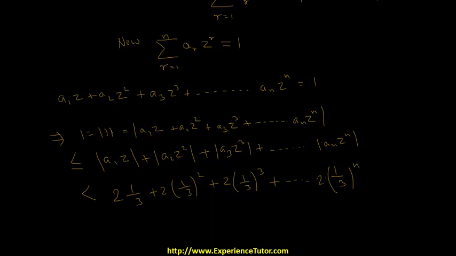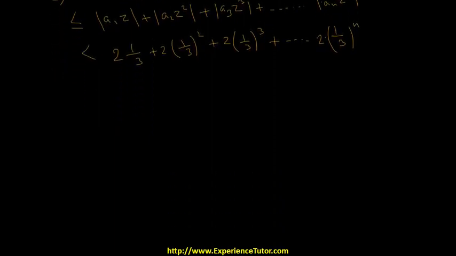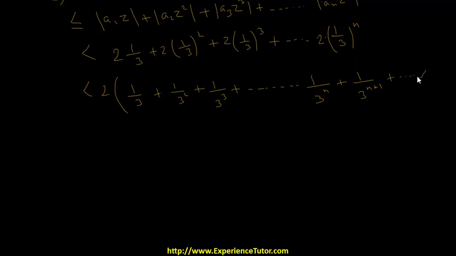Which can again be written as 2 as a common, 1 by 3 plus 1 by 3 square plus 1 by 3 cube plus dot dot dot dot 1 by 3 to the power n plus 1 by 3 to the power n plus 1 up to infinity.